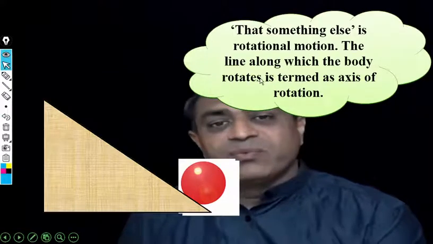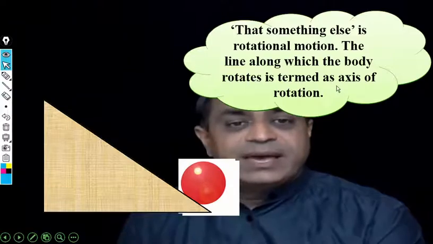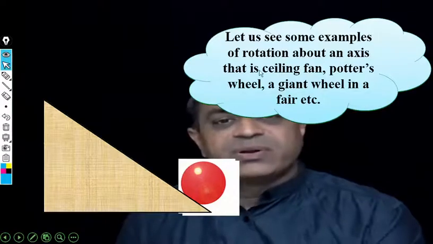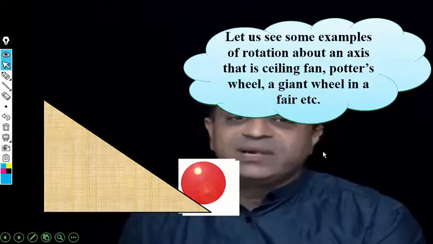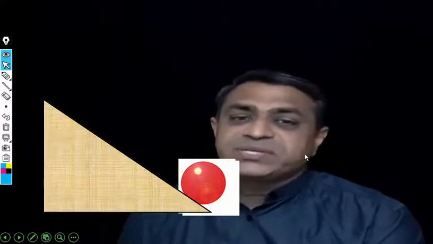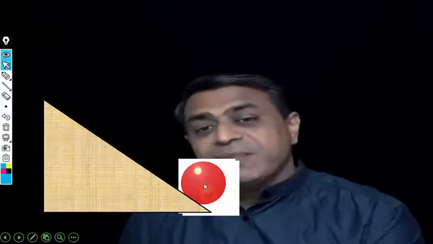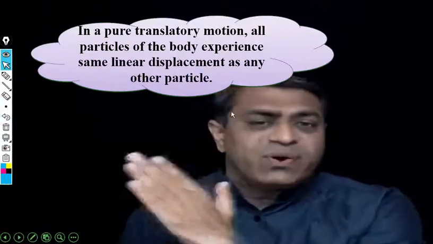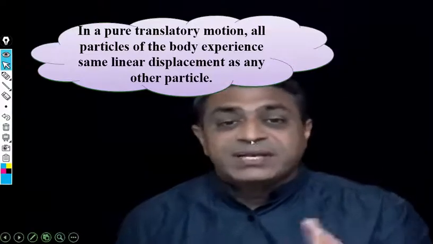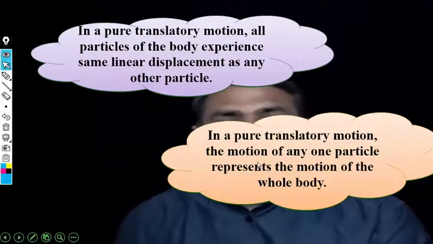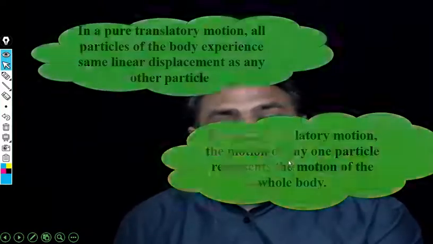A body rotates around the axis of rotation. The motion of a wheel, a water wheel, a giant wheel, all are rotational motion. In rotational motion, all the particles rotate about the center. So in pure translational motion, the velocity of all the particles is the same, while in rotational motion, the velocity of all the particles is not the same, but all the particles rotate about the fixed axis.